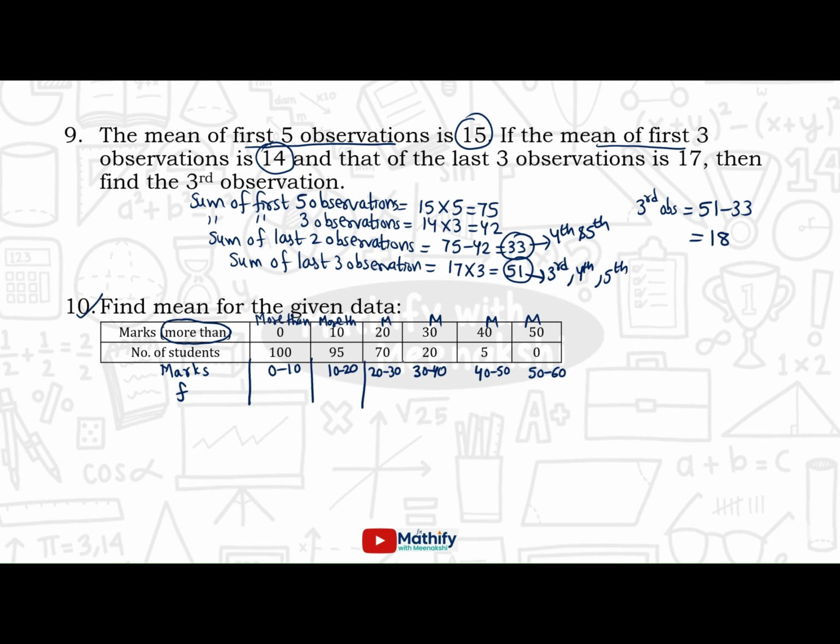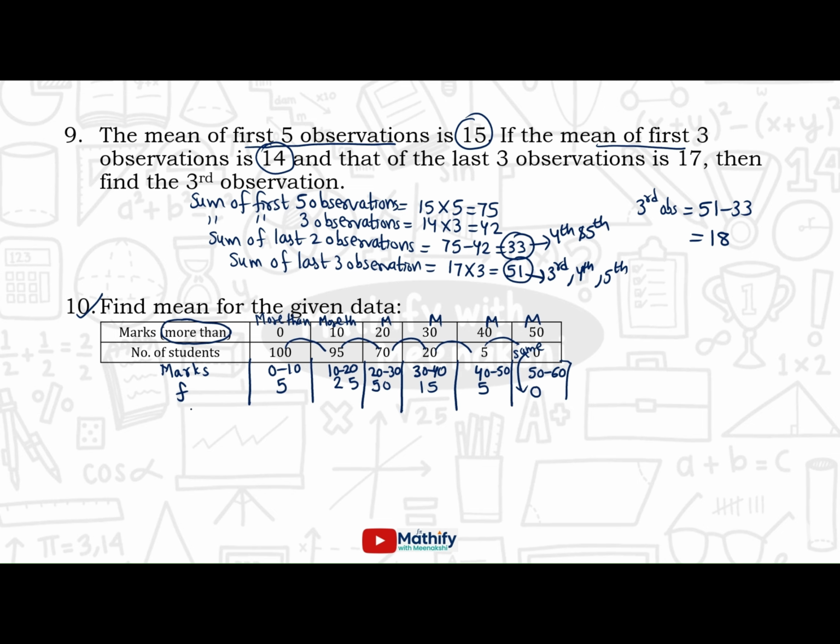In case of more than, the last one is same. Last one is same. You have to copy it as it is. I'm writing same. Last one. And in case of less than, the first one is same. For the rest, you have to take the difference. 100 minus 95, 5. 95 minus 70, 25. 70 minus 20, 50. 20 minus 5, 15. And 5 minus 0, 5. 0 as it is same.